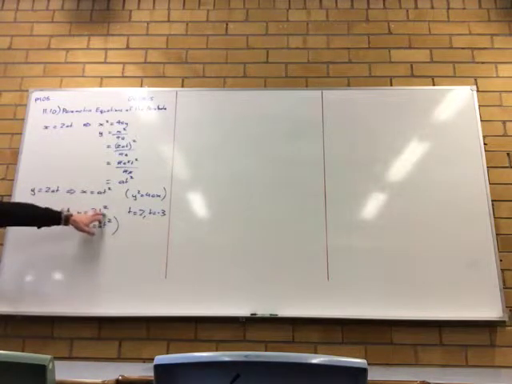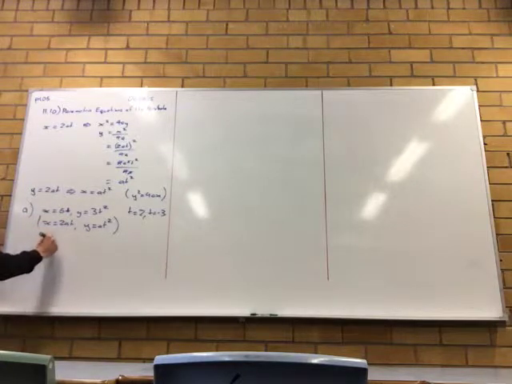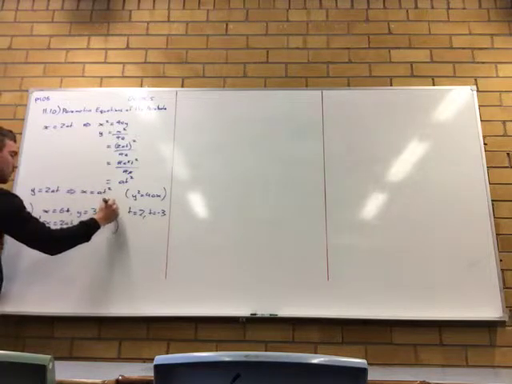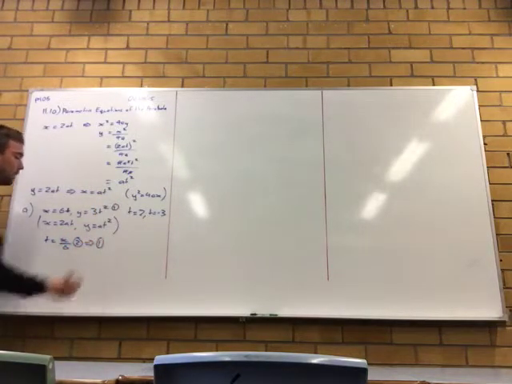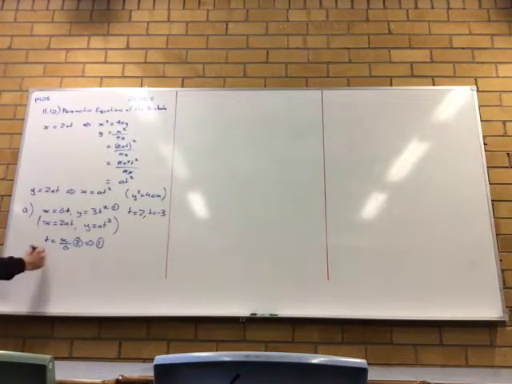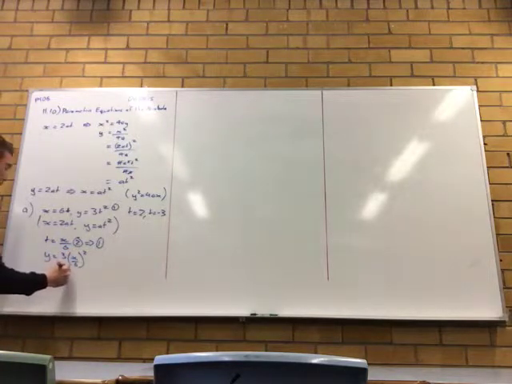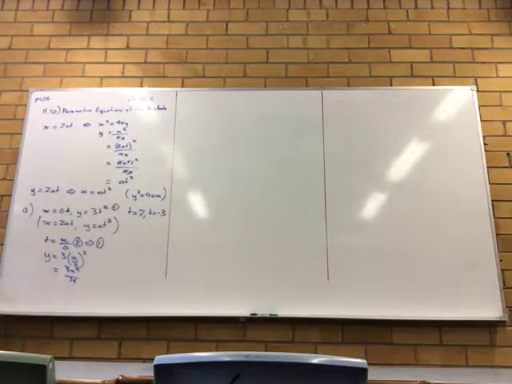I'm not going to fiddle around with roots. So t is going to be x over 6. Equation 2, put that in equation 1. So y is going to be 3 lots of x over 6 squared, 3x squared on 36.